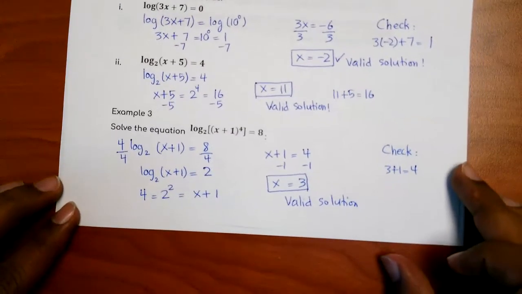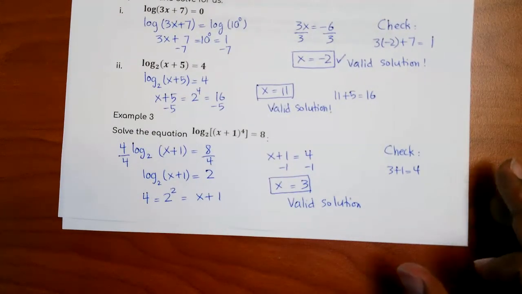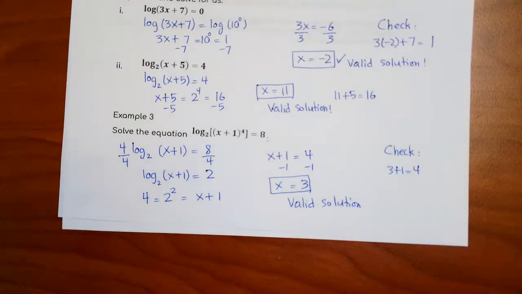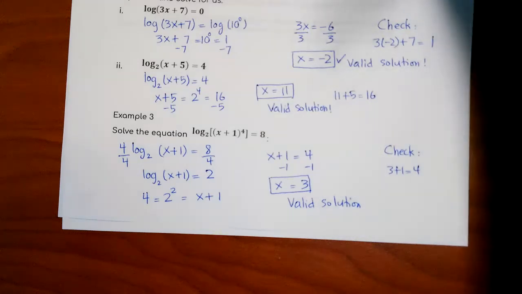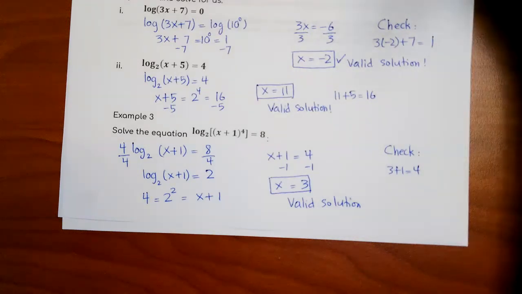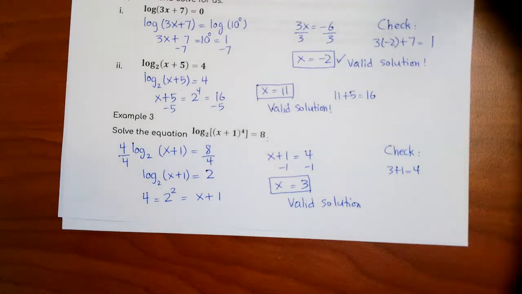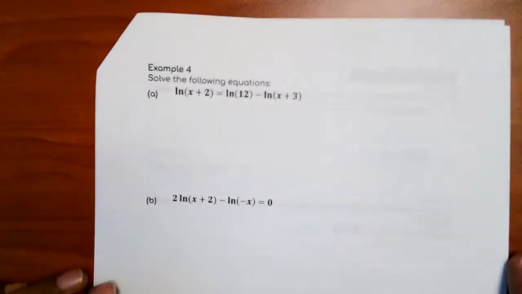So in these problems, what we are doing is we change the logarithmic equation to an exponential expression, and then we simplify and we solve for x. And once we get the value of x, we just confirm if it is a valid solution or not. Okay, so let's go to example 4.